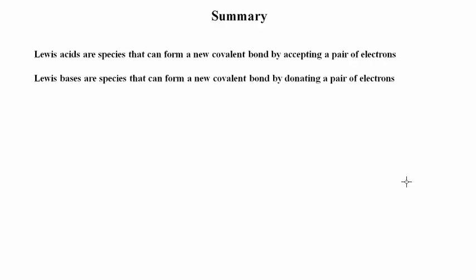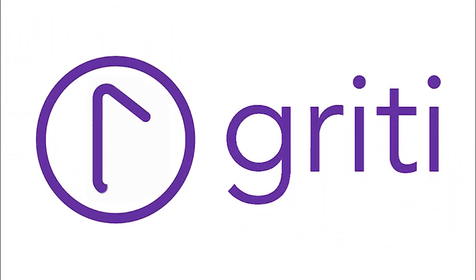And then finally, the last thing that we covered was the definitions of Lewis acids and bases. Lewis acids being species that can accept pairs of electrons, and Lewis bases being those that can donate pairs of electrons. So all Bronsted-Lowry acids are also Lewis acids, and all Bronsted-Lowry bases are also Lewis bases. But the Lewis acid-base model is far more general in that it can apply to reactions beyond just proton transfers.